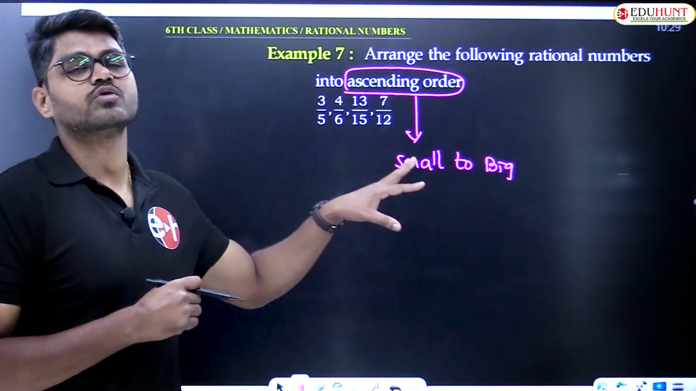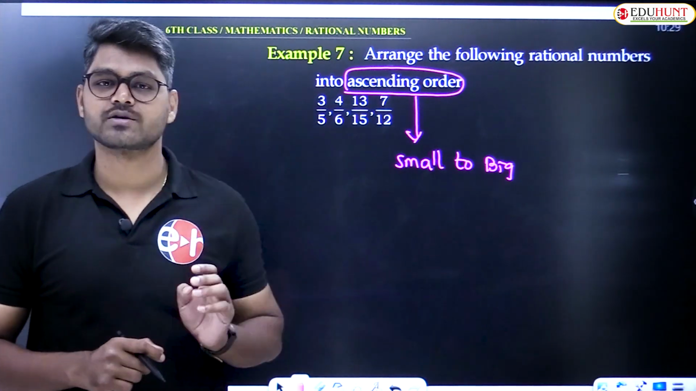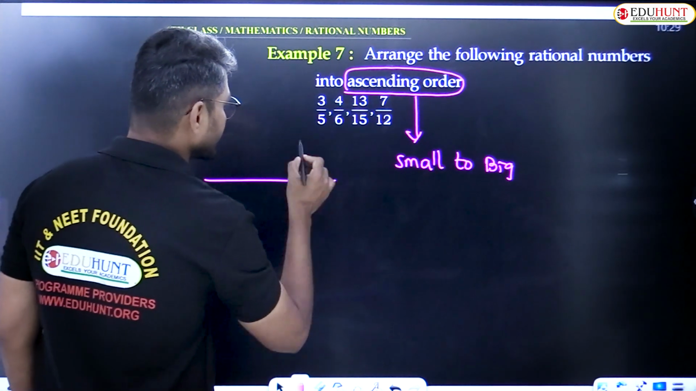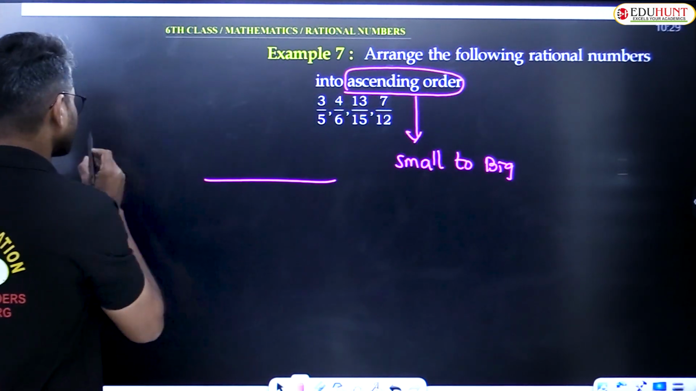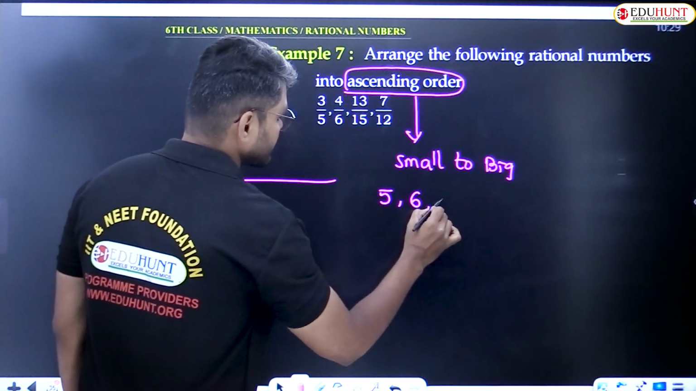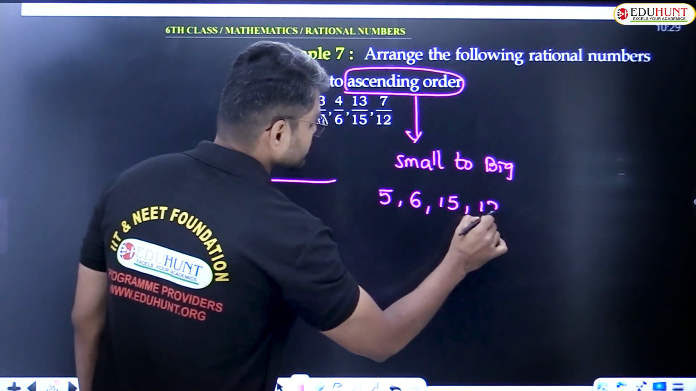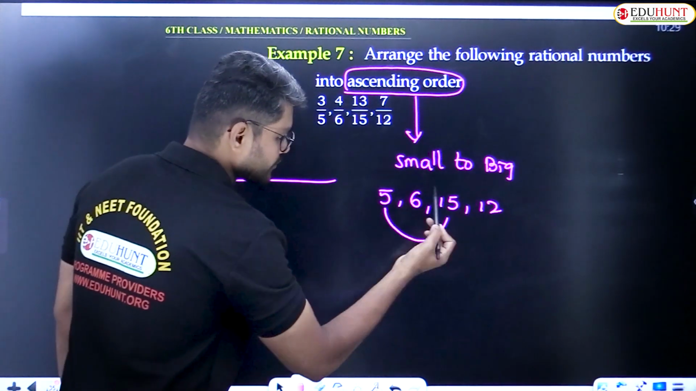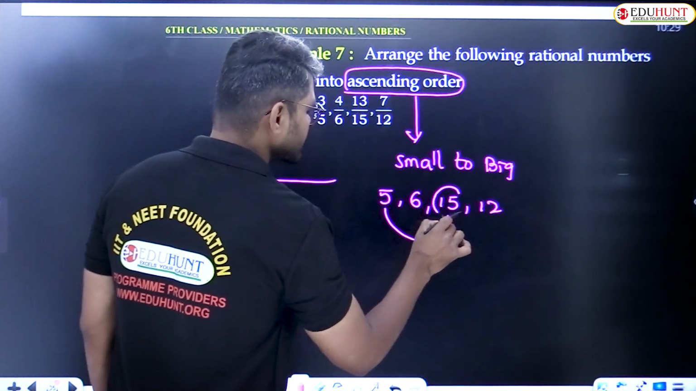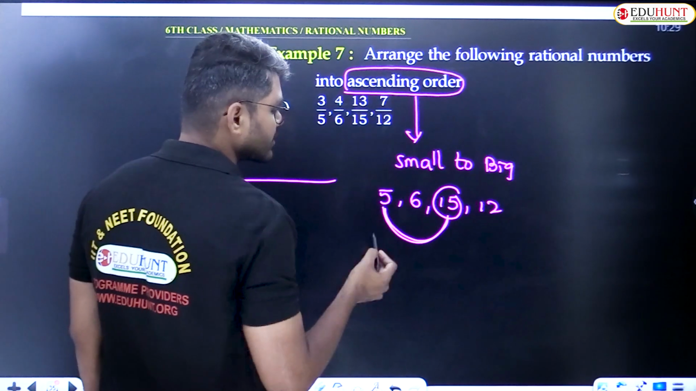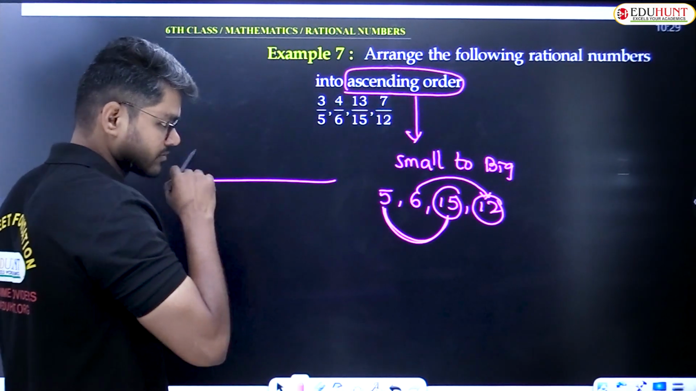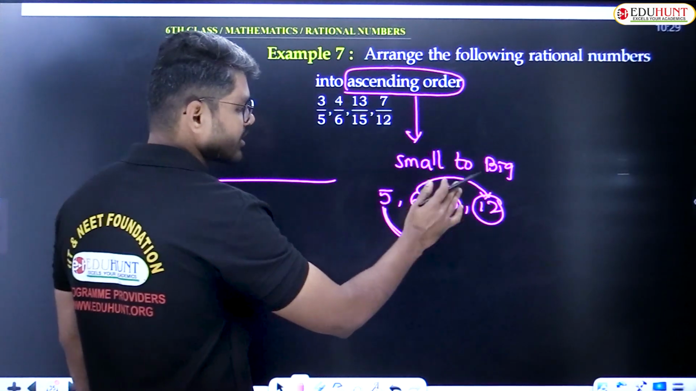If two numbers are given, we can directly say that by using cross multiplication. If more than two numbers are given, we use the concept of LCM. Take the LCM of these numbers: 5, 6, 15 and 12. 5 is a factor of 15. Therefore, LCM is 15 for 5 and 15. 6 is a factor of 12. So 12 is the LCM of 6 and 12.